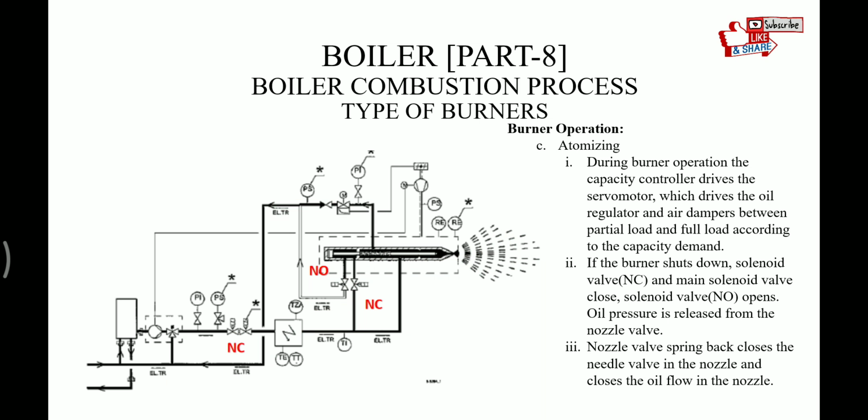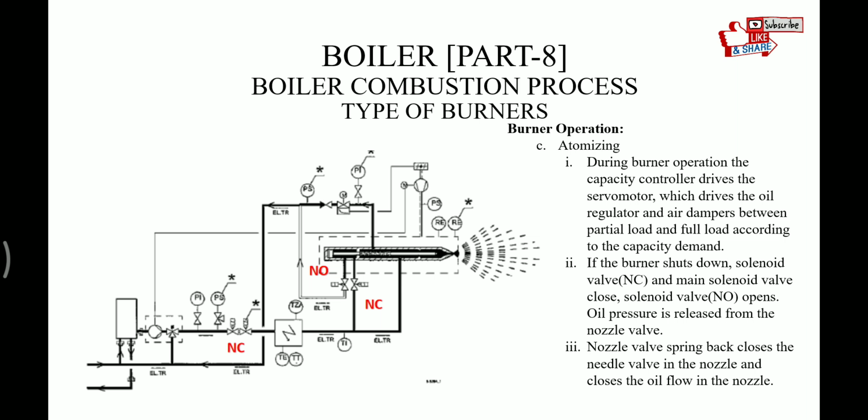Now last is atomizing. During burner operation, the capacity controller drives the servo motor, which drives the oil regulator and air damper between the partial load and full load according to the capacity demand.